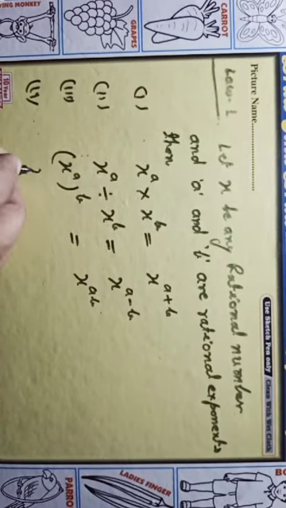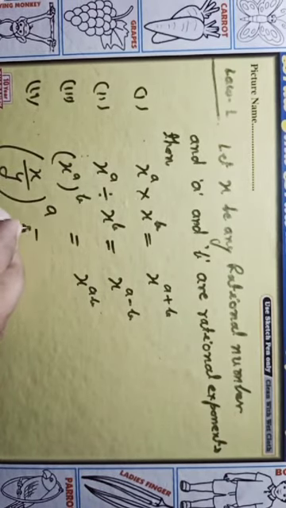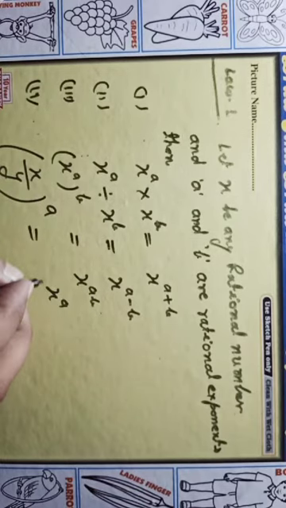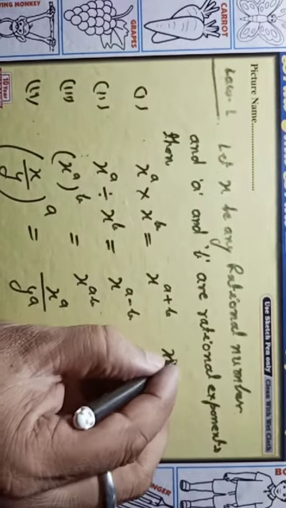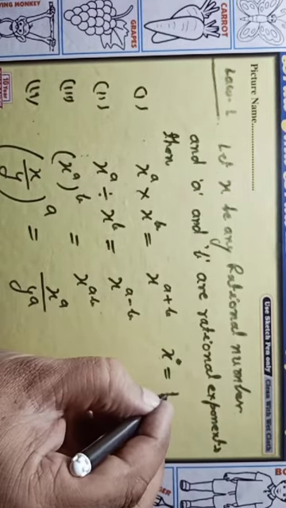Now next, x by y, to the power a, is equal to x to the power a by y to the power a. And we know that x to the power 0 is equal to 1.